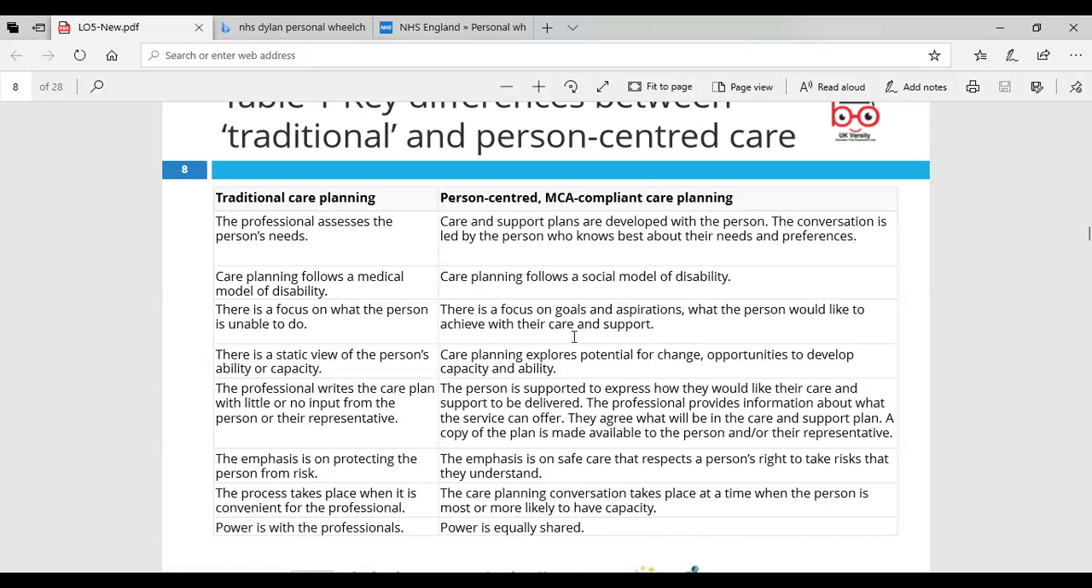Initially, there was a focus on what the person is unable to do, but now there is a focus on their goals and aspirations and what the person would like to achieve with their care and support.